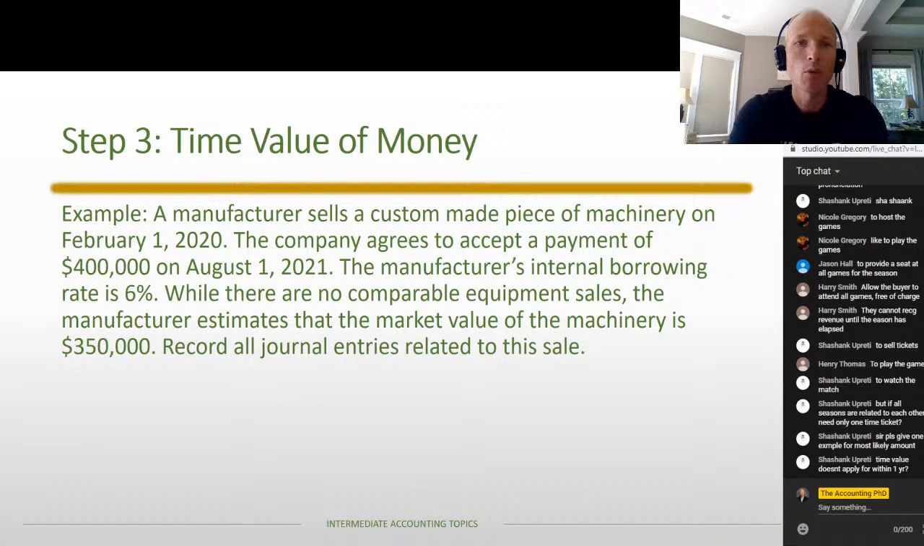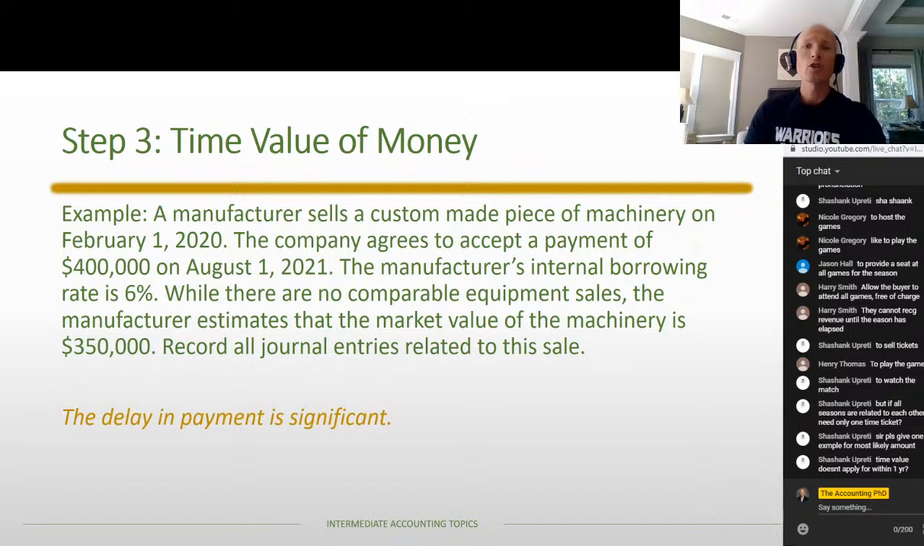All right, let's do an example. A manufacturer sells a custom-made piece of machinery on February 1st, 2020. The company agrees to accept payment of $400,000 on August 1st, 2021. Hopefully you see this is more than a year. Since it's more than a year, we must use the time value of money. The manufacturer's internal borrowing rate is 6%. While there are no comparable equipment sales, the manufacturer estimates that the market value of the machinery is $350,000. Record all journal entries related to the sale.